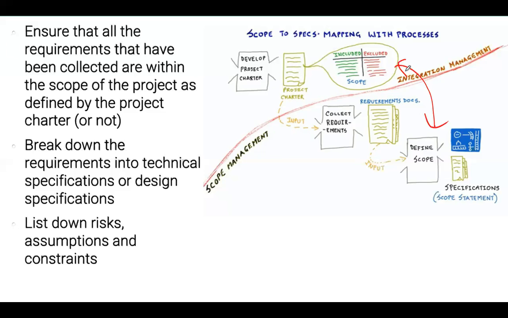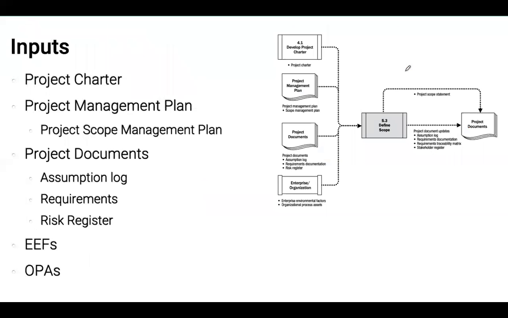So once you have that, that's all right. We're inputting all this into the scope definition, and we're outputting project scope statement, and we're outputting project document updates. So that's nice. Once we have all that done, we know what we're going to be doing within the project.